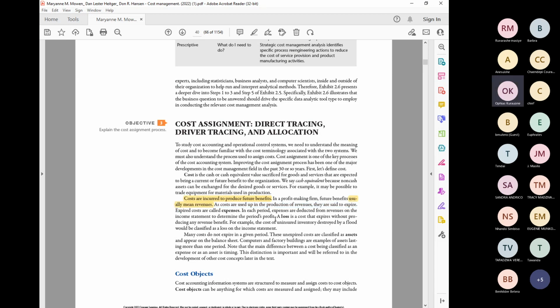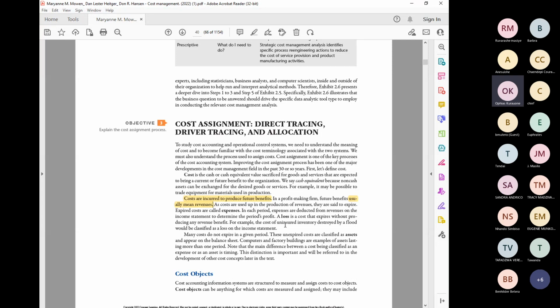Future revenues usually means revenues. That's future benefits. Revenues, we are talking about, we get revenues from sales sometimes. That is where you get what? Revenues. As costs are used up in the production of revenue, they are said to expire. Expired costs are called expenses. In each period, expenses are deducted from revenues. To understand that, profit and loss will also be understood.